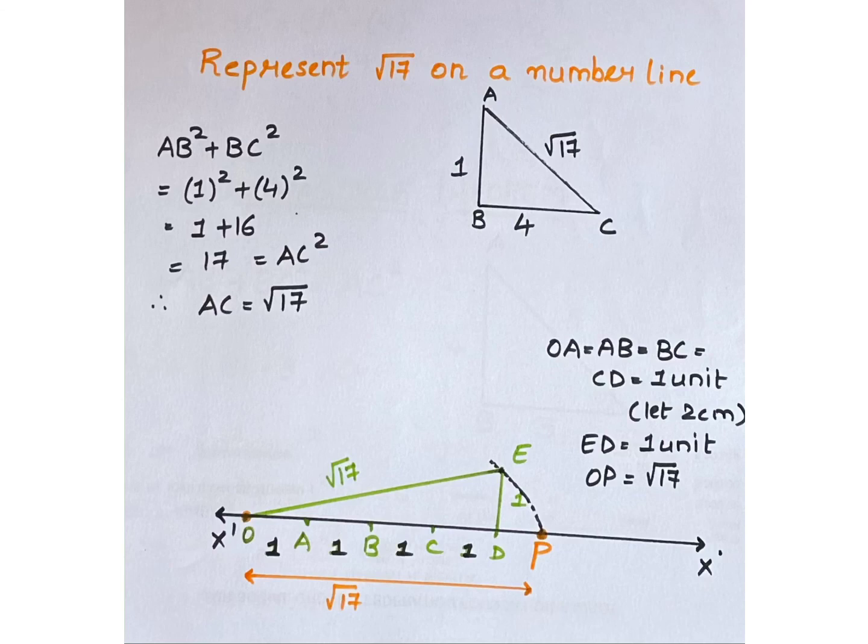Now from point D, draw line segment DE such that DE is equal to 1 unit. Now join OE. So it is a right angle triangle and OE will be equal to root 17, as we have seen here in triangle ABC. Now taking O as center and OE as radius, draw an arc which intersects the x dash axis at point P. Thus OP is equal to root 17 and we have represented it on a number line. You can write these steps as we have studied earlier.